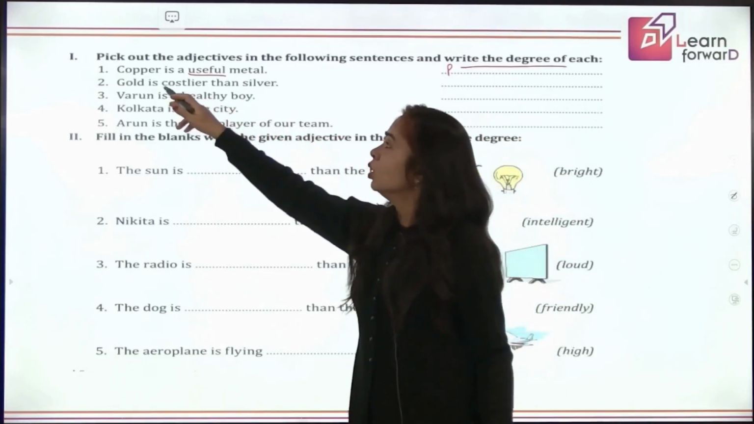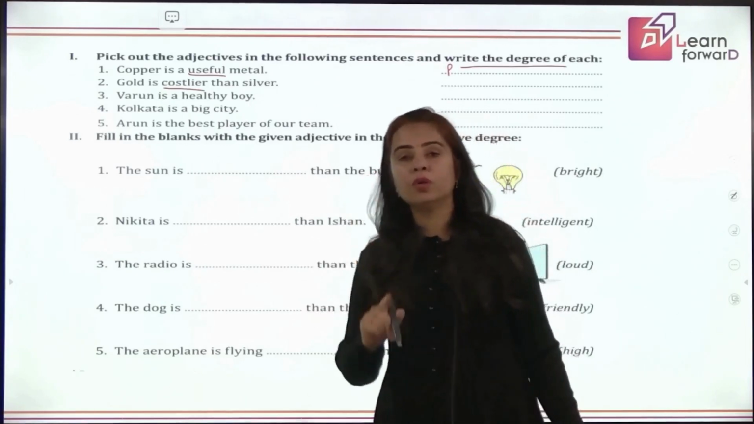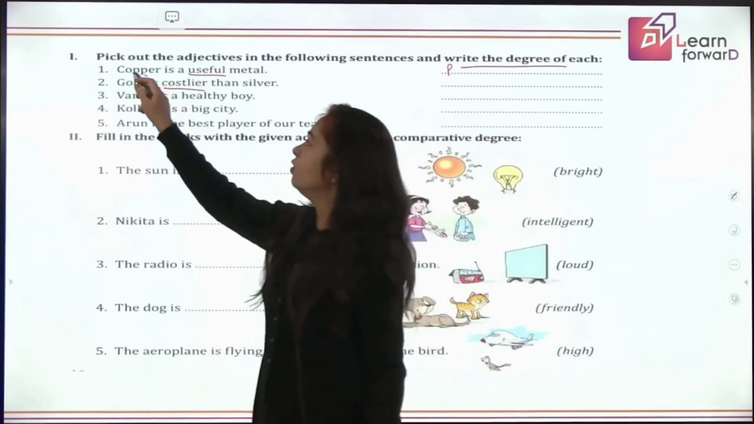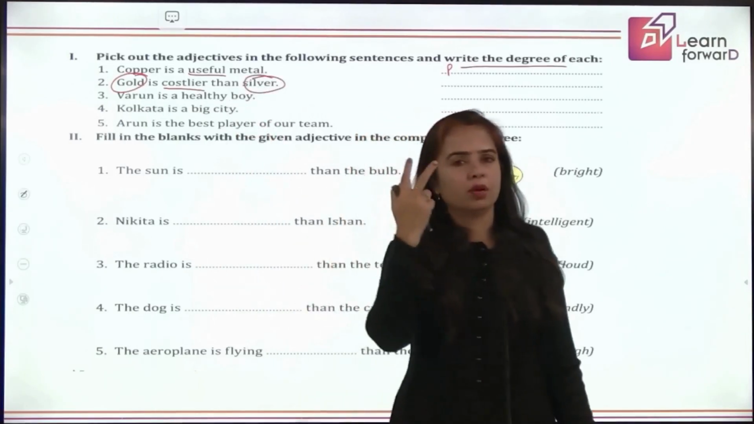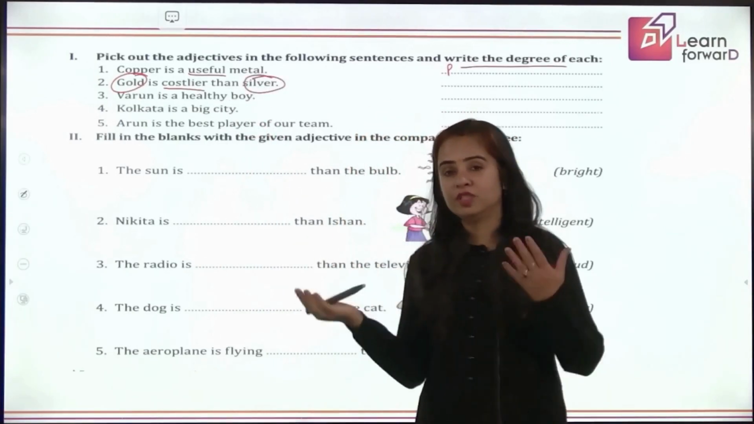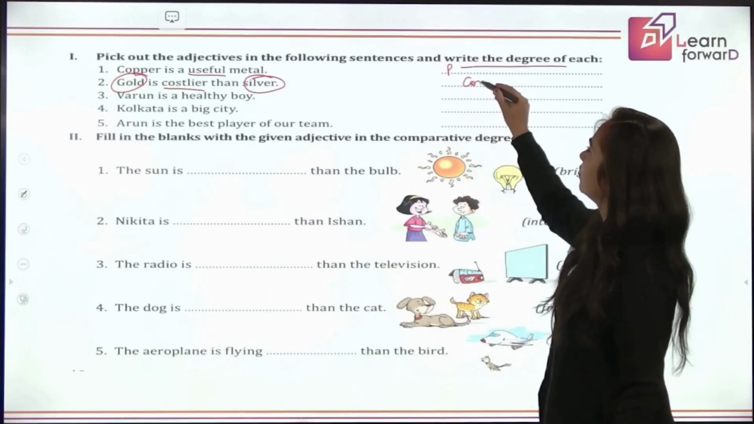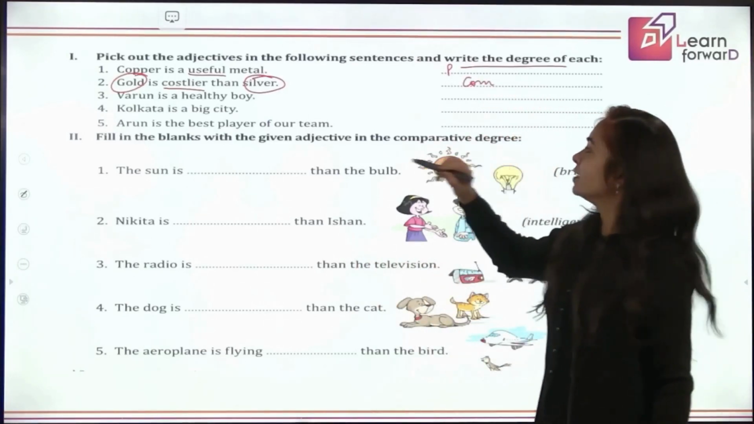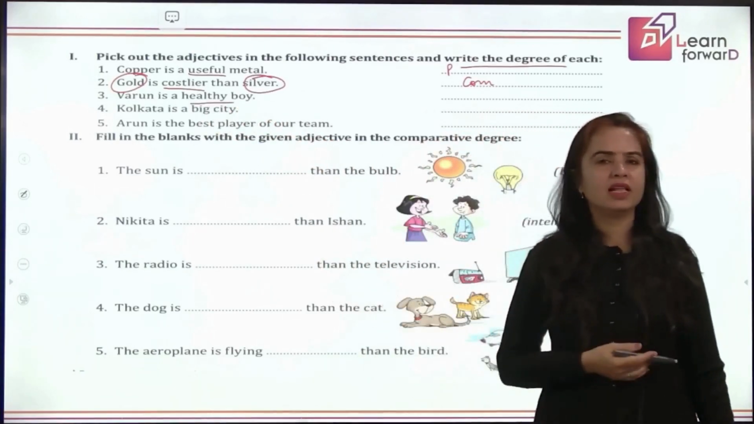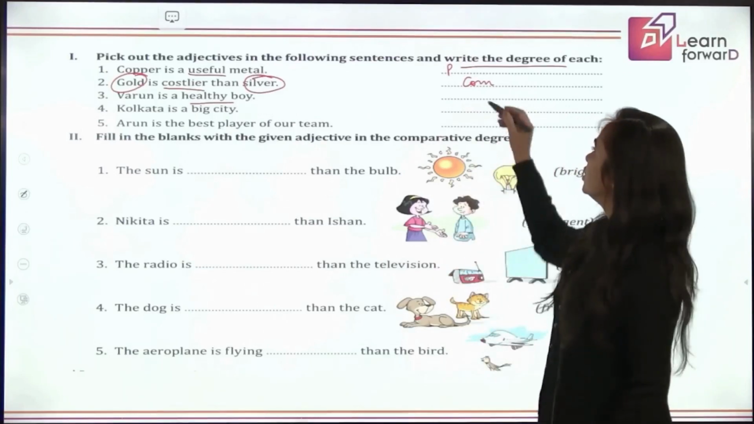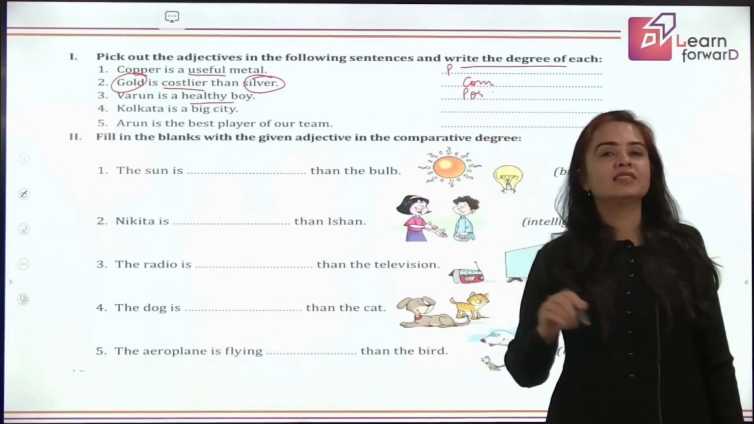Gold is costlier. Can you see ER is there? But more importantly, what you see here, we are talking about gold is costlier than silver. So we are talking about two metals here. So which degree is it? For two, we use comparative degree. Next, Varun is a healthy boy. Are we talking of somebody else also in this? No. So which degree is it? It's positive. Very good. Kolkata is a big city.